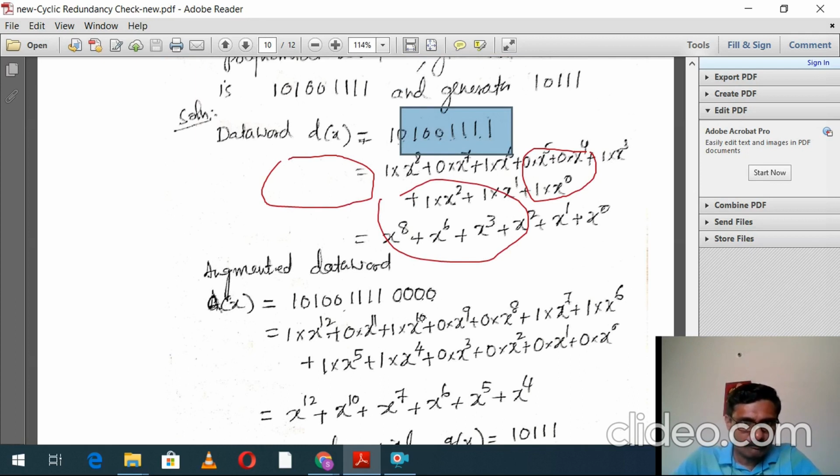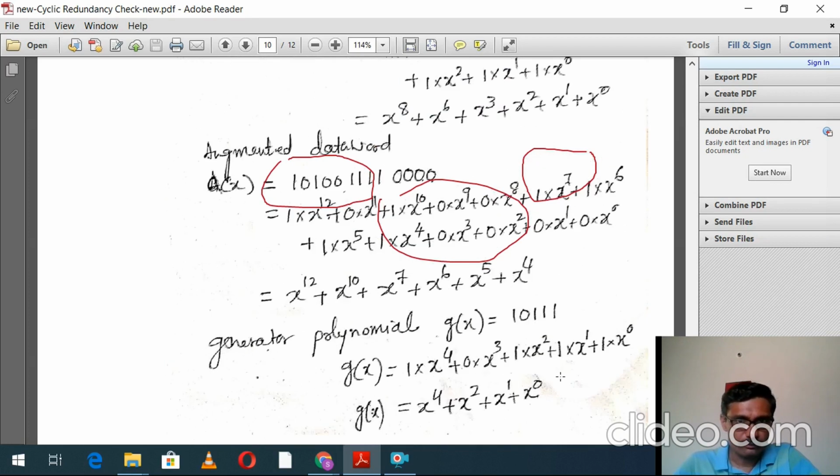So we get the augmented data word. Now here you see this. We have simply shifted. Appending 4 zeros means shifting 4 bits left. Therefore, we have to add 4 to each power. So 8 plus 4 is 12, 6 plus 4 is 10, 3 plus 4 is 7, like that. The last term is 0 plus 4, which is 4.